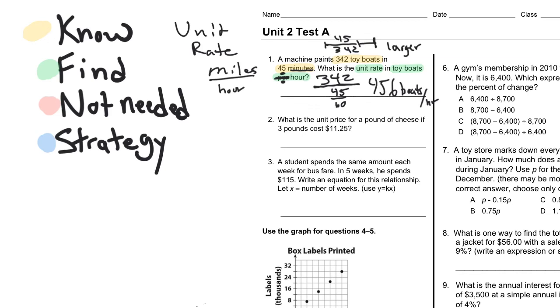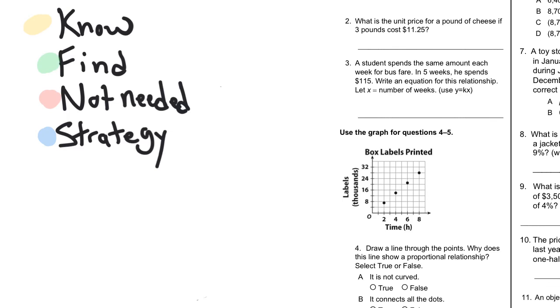All right. So go ahead and write that down and anything else you need. Pause it if you need to. And then moving on to question 2. Okay, we're going to move on to number 2, and we're going to move a little bit quicker now. That first one was a toughie, so I wanted to spend a lot of time on some of this stuff. So, what is the unit price for a pound of cheese if 3 pounds cost $11.25?